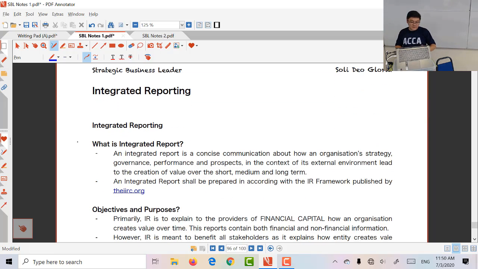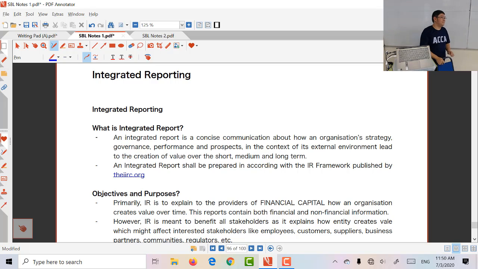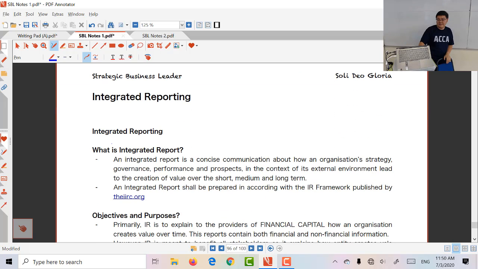Okay, now let's go to integrated reporting. That's a very important thing, okay? Page 96. Have you all studied integrated reporting now? SBR? No. Not yet, not yet.